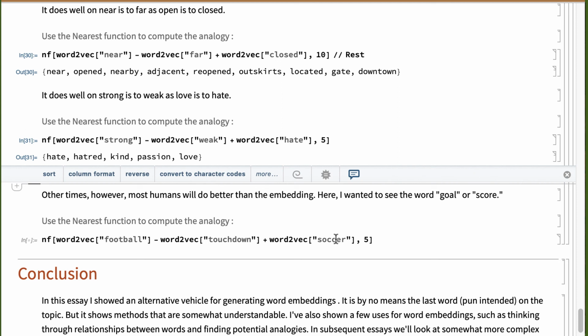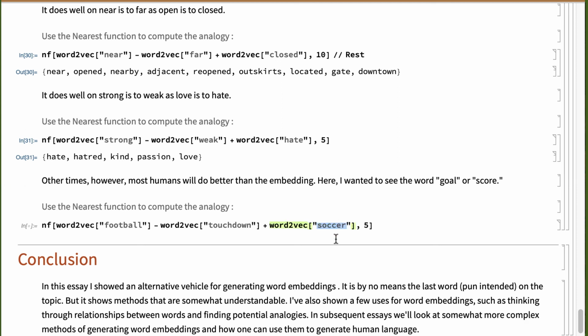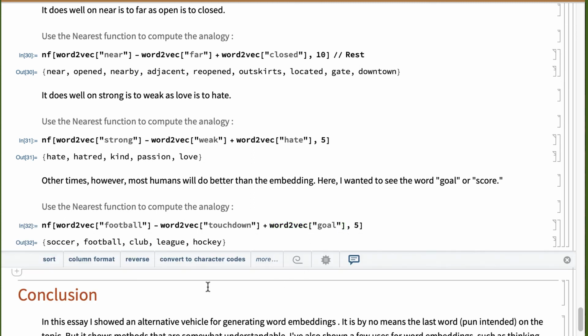There was one more I wanted to see, which was football is to touchdown as soccer. This is not right. This should be as goal is to soccer or to some sport where we have goals. Let's see. Goal is to soccer and hockey. Look at that. It did very nicely.